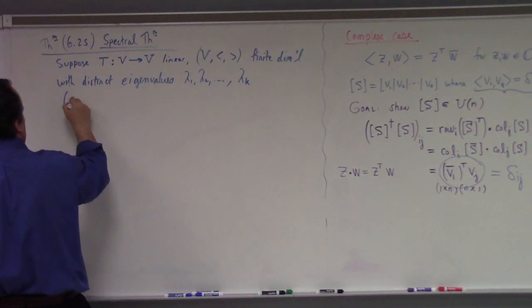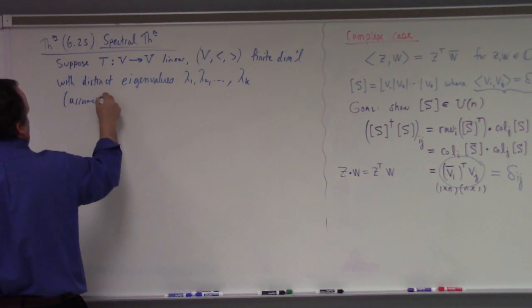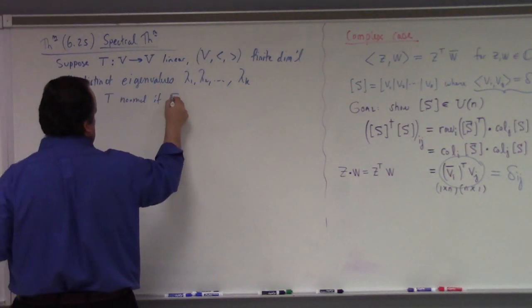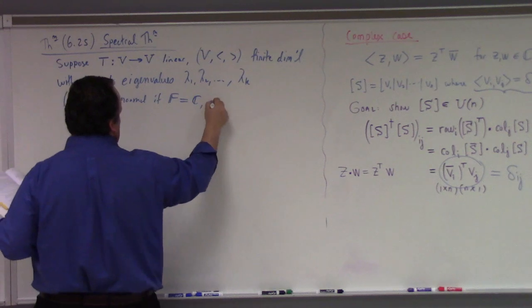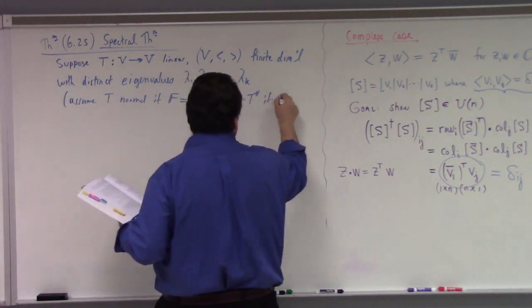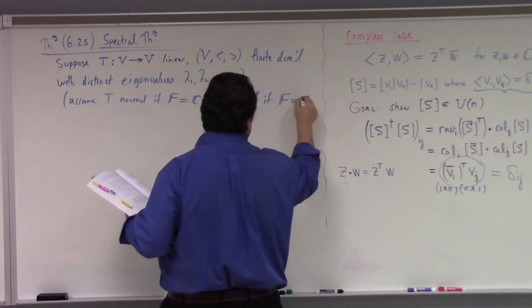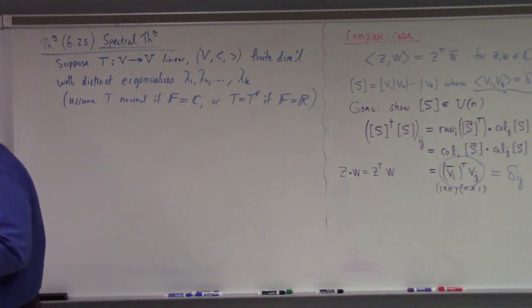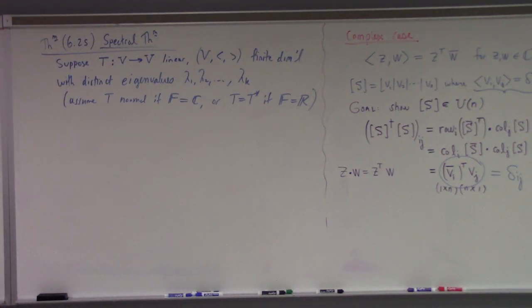So we're assuming T is normal if the field is the complexes, or T is equal to its own adjoint if the field is real. In other words, we're assuming the condition that's necessary to get the eigenvalues and the eigenbasis. All right, great.